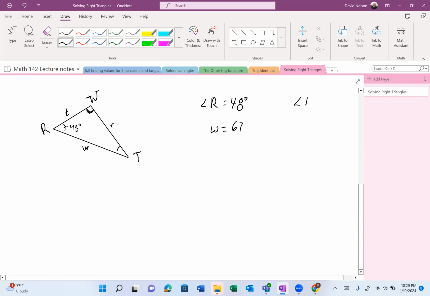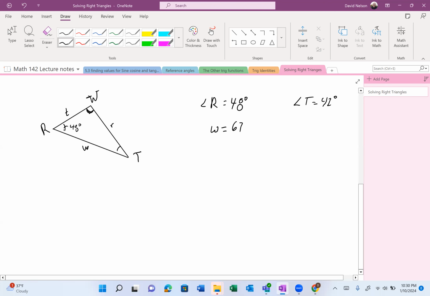Let's do angle T first. That might be the easiest one because I know that the sum of the angles is 180 degrees. 90 of those are being used with angle W, so that leaves me 90 degrees left over for R and T, and so I need something like 42 degrees if my math is correct. 42 plus 48 makes 90, plus the other 90 degrees for angle W. That fills out our right triangle.